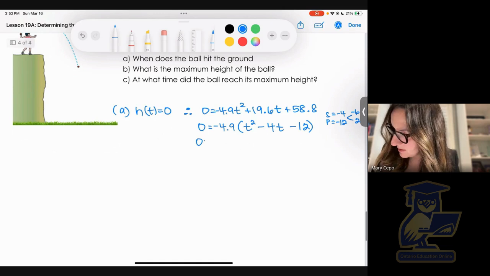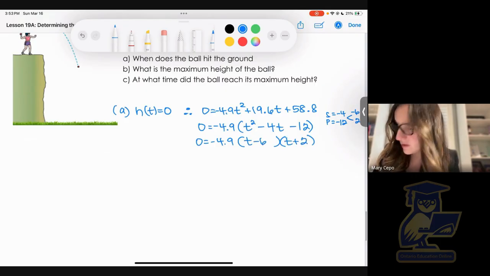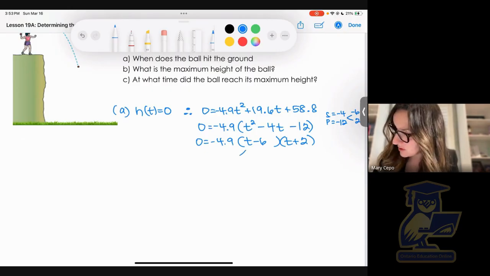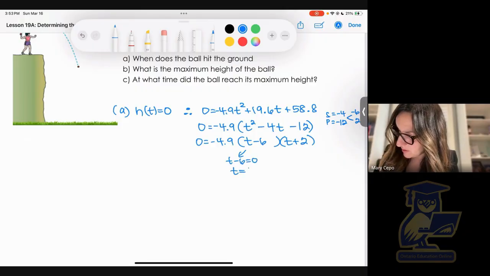So then we can set up our two brackets: t minus 6 and t plus 2. Again, the order does not matter, but you do need to figure out those zeros. Because it is in factored form, we can easily identify them. You might look at it and say, I know t is 6, t is negative 2. But if you're not sure, take each of those brackets, set it equal to 0, and solve.